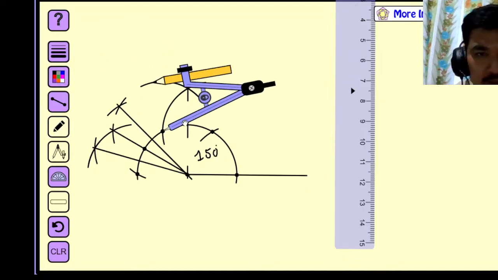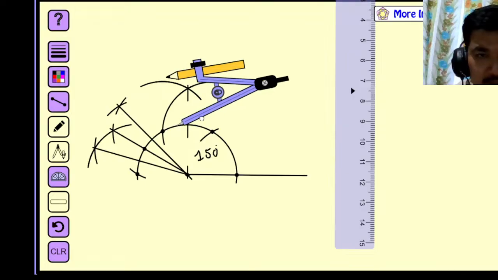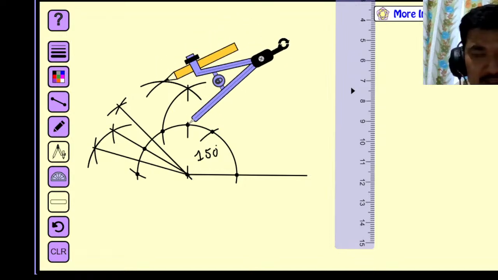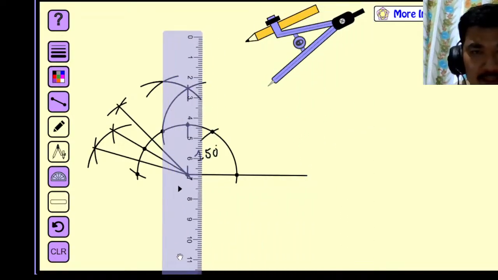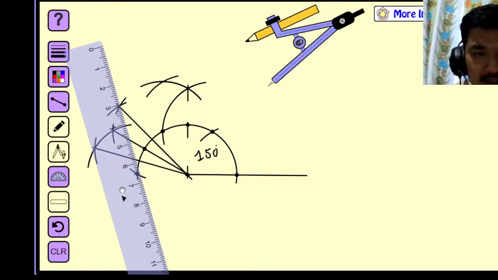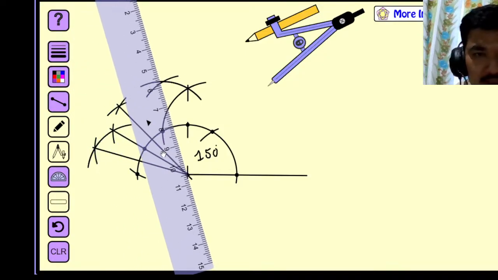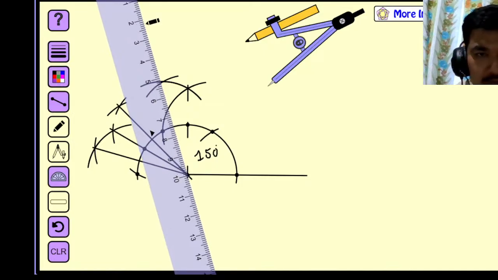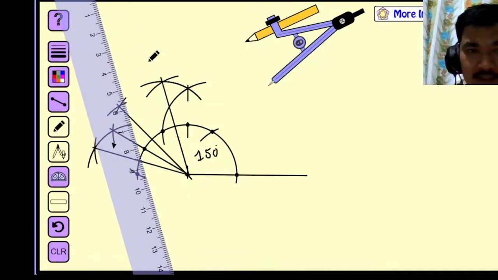Now put this compass at this main arc. This is the point for the main arc of 90. If you chord this side, this is the angle for 105 degree. That's why you put the ruler like this, and join it like this. Join. This is the line for 105 degree.